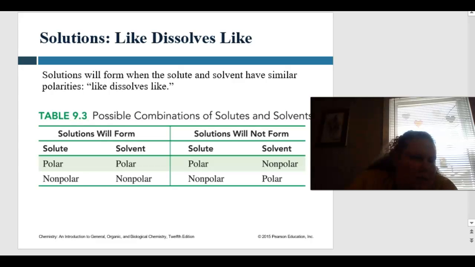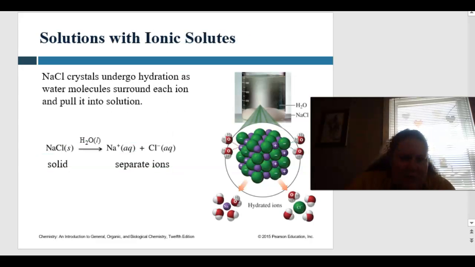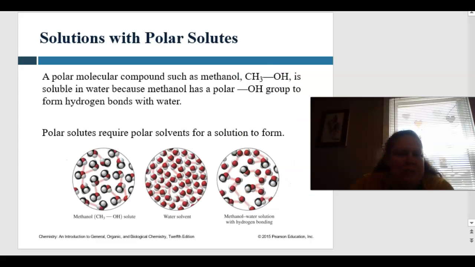Okay? So talking about this in solutions with ionic solutes. Sodium chloride crystals undergo hydration as water molecules surround each ion and pull it into a solution. So when we have solid salt and we add water, it's going to separate and we can dissolve it, right? And so that is through a hydrolysis reaction, because we're adding water. So it's going to separate out those different ions so that we can make a solution.